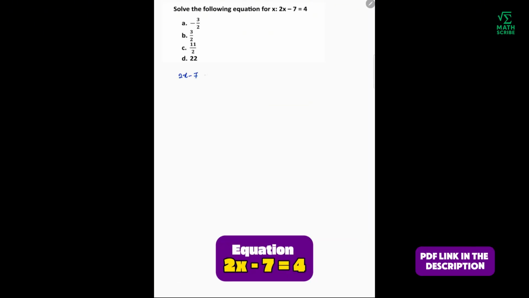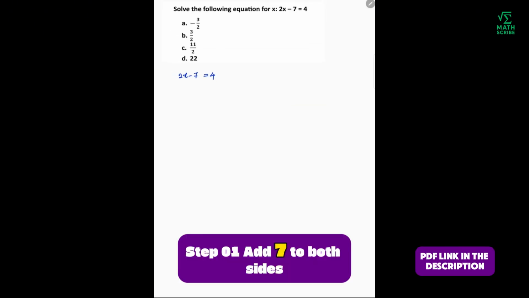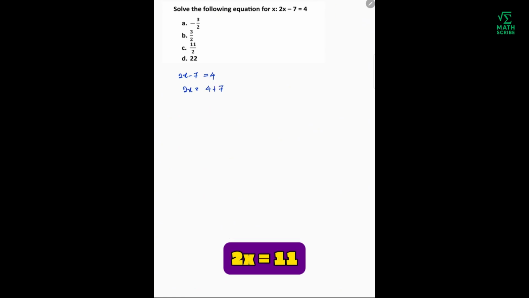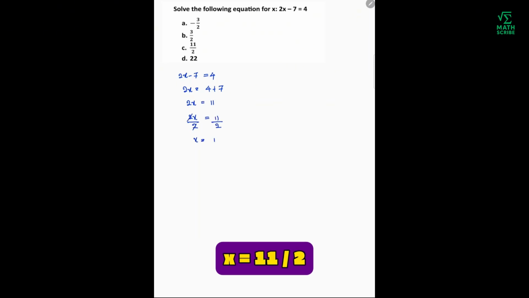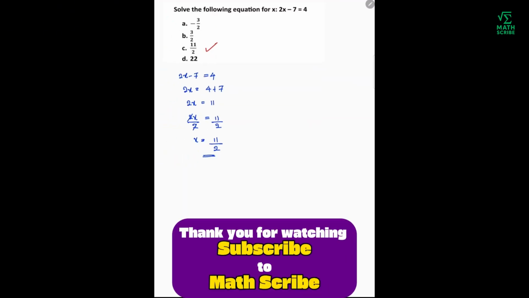Equation: 2x minus 7 equals 4. Step 1. Add 7 to both sides. 2x equals 11. Step 2. Divide by 2. x equals 11 divided by 2. Answer is option C.